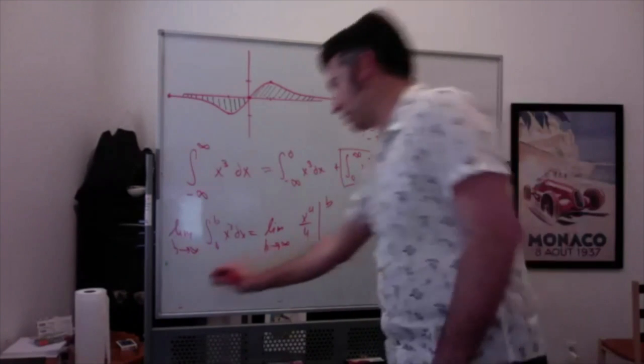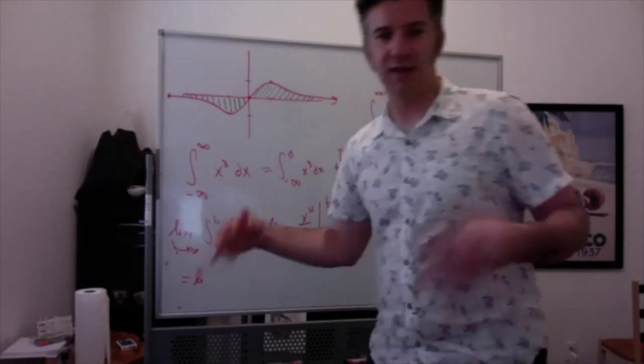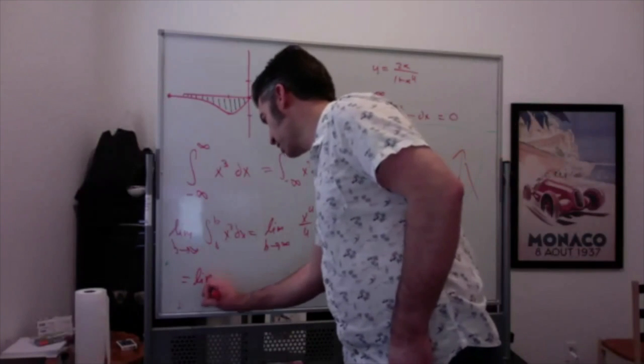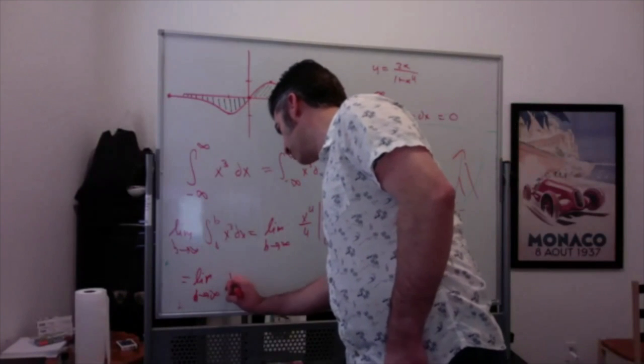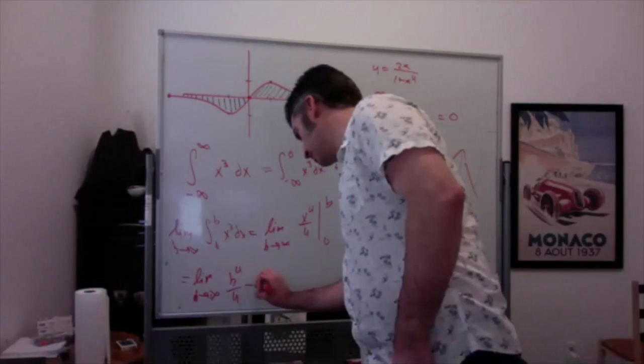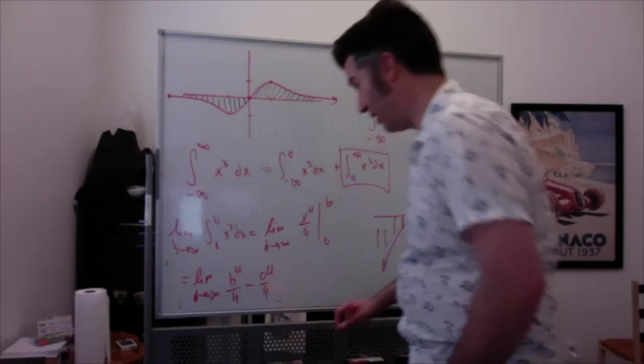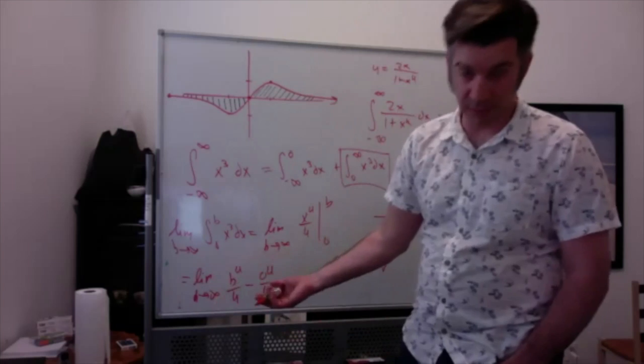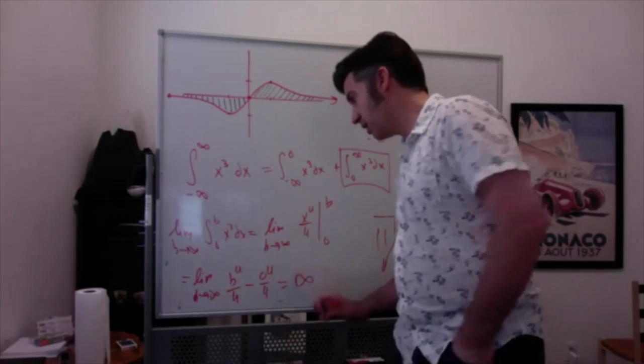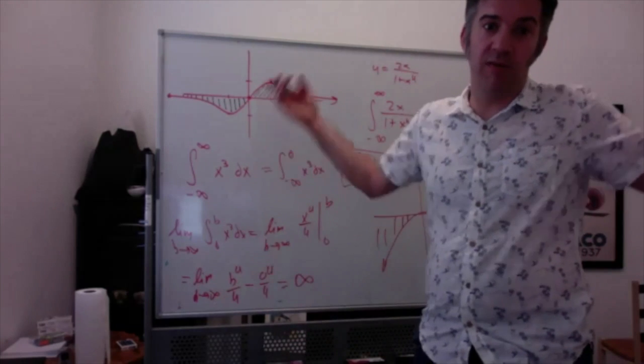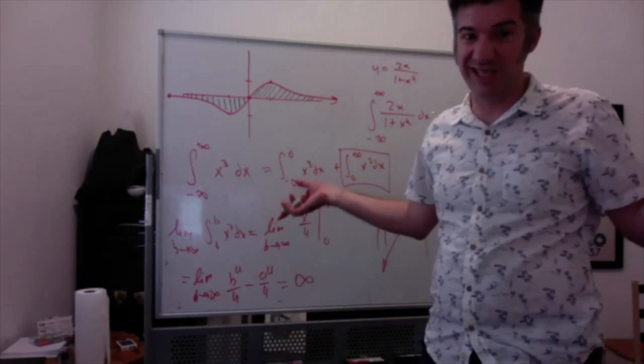And then I'm going to get the limit. Gosh, these are always so many steps. As b goes to infinity of b to the 4th over 4 minus 0 to the 4th over 4. And then as b goes to infinity, b to the 4th also goes to infinity, so we get infinity. And then we're done. Part of it was divergent, the whole thing's divergent. We don't get to say anything else.